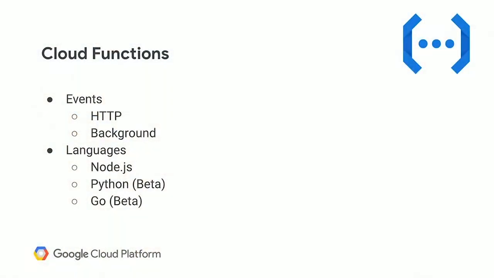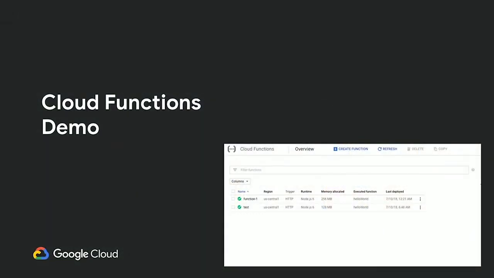What you can do is have a function, a single function, respond to an event. And that event could be HTTP-based, right? So you get a URL that you can use to hit your code. Or it could be something we call background. Background is writing a file to a bucket or responding to a message on PubSub. Languages, we have a restricted set of languages here: Node.js, Python, and Go. But this is another one where I'm just going to go to the console and show it directly.